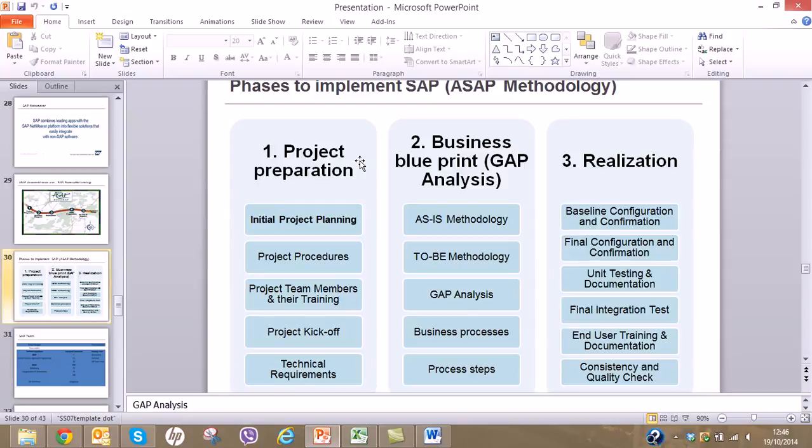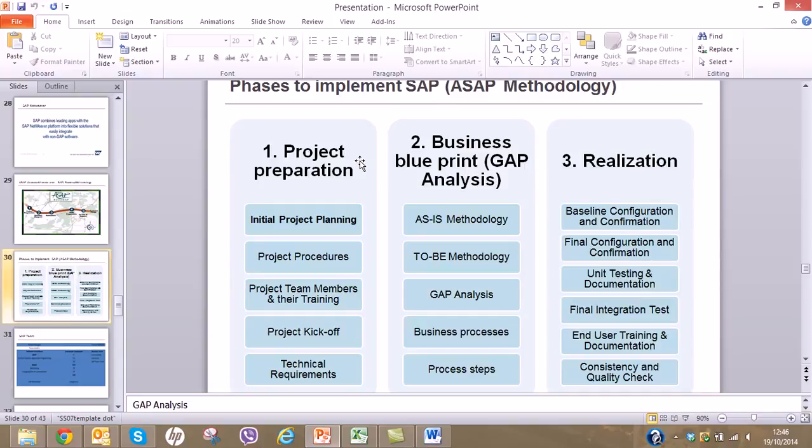The first is project preparation. The consultants are not hired. In this phase, the management, the permanent people of the company, will sit together at a round table and make the initial project planning. The people from the SAP company who are the salespeople, who were successful in selling the SAP product to the organization, because there is a sales team of SAP which sells the SAP system.